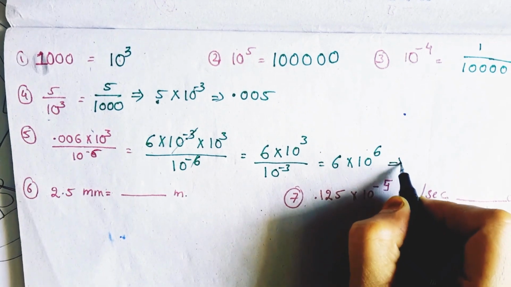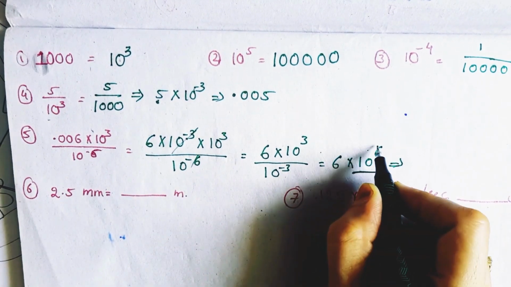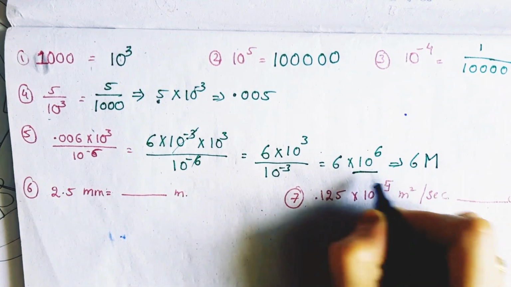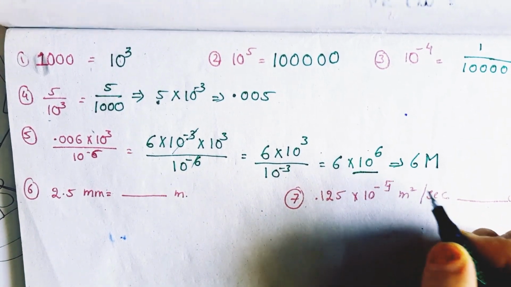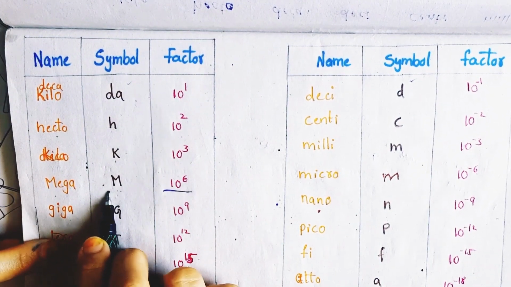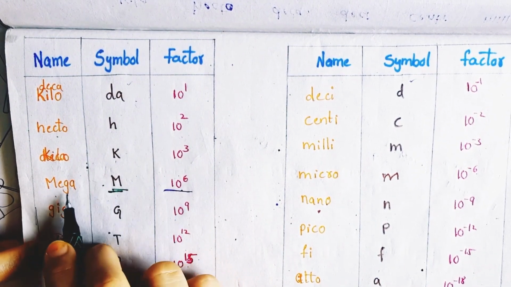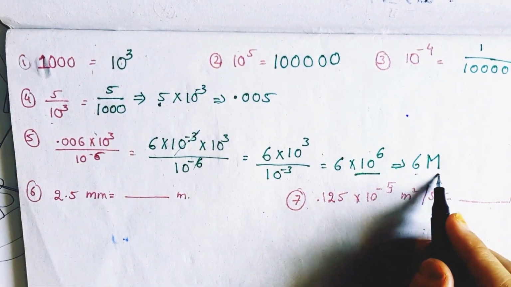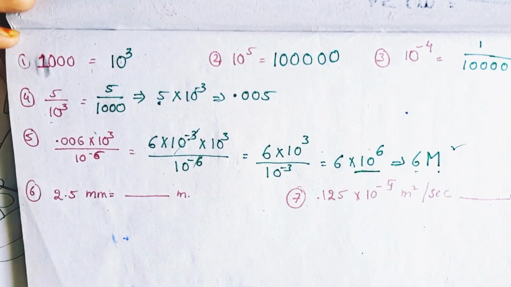So observe one thing, this 10 power 6 we can write as M. Why? Because 10 power 6 is the factor of mega. Look here, 10 power 6 is mega, symbol is M. That's why instead of 10 power 6 I am writing 6M. Here M stands for mega.